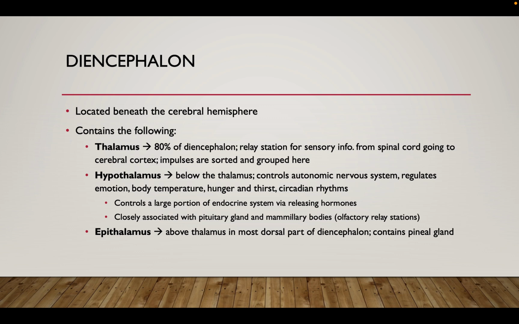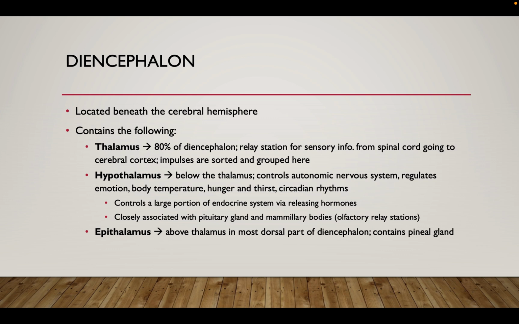Prefix epi means on top or above, so this is going to be a region kind of above the thalamus and kind of near the posterior part, so near the dorsal aspect of our diencephalon. And it's going to contain one very prominent gland known as the pineal gland. This pineal gland you may have heard of. It is going to be responsible for secreting the hormone melatonin, and melatonin has a large role in regulating our sleep-wake cycle and some different aspects of our mood.